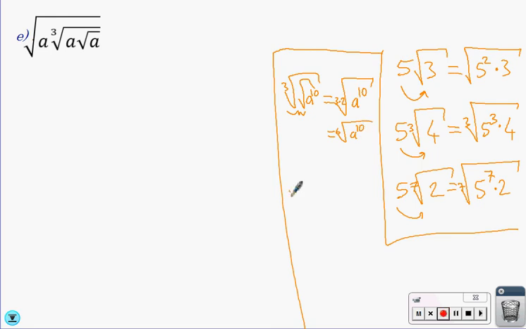Let's say I have the 5th root of the square root of 2 to the power of 7. So how can I connect them? 5 times 2, which makes the 10th root of 2 to the power of 7. It was already inside.